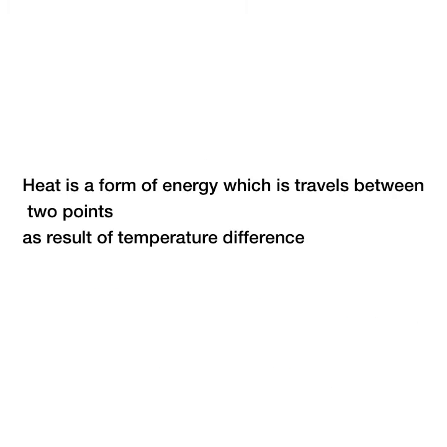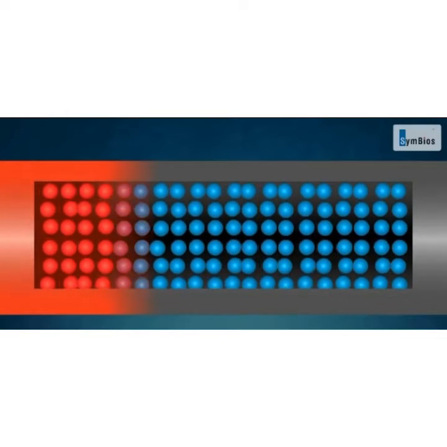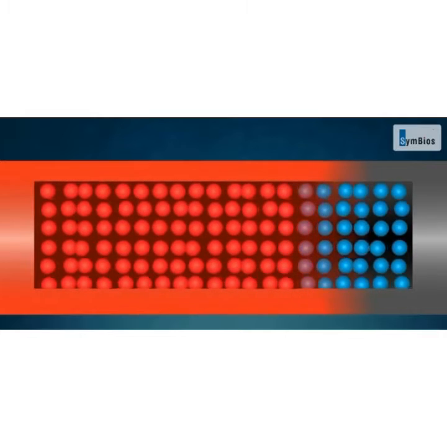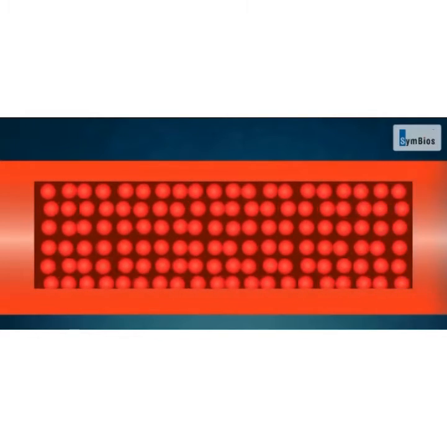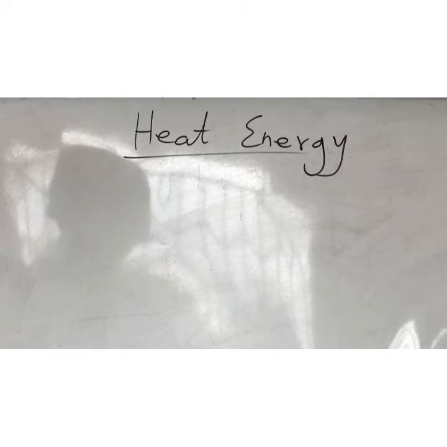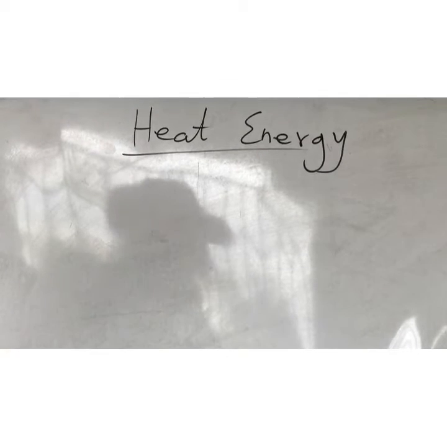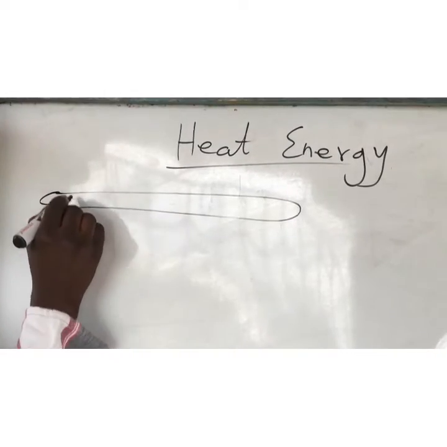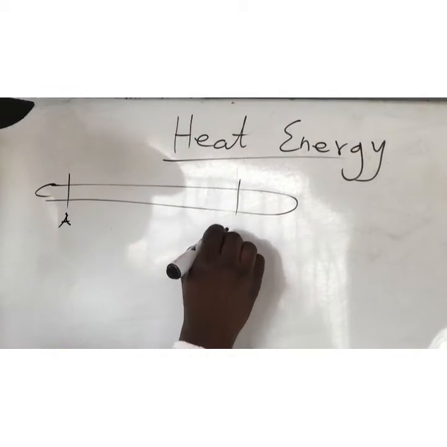So when we talk of heat, heat is a form of energy which travels between 2 points as a result of temperature difference. So let's say we have a metal rod with points A and B.